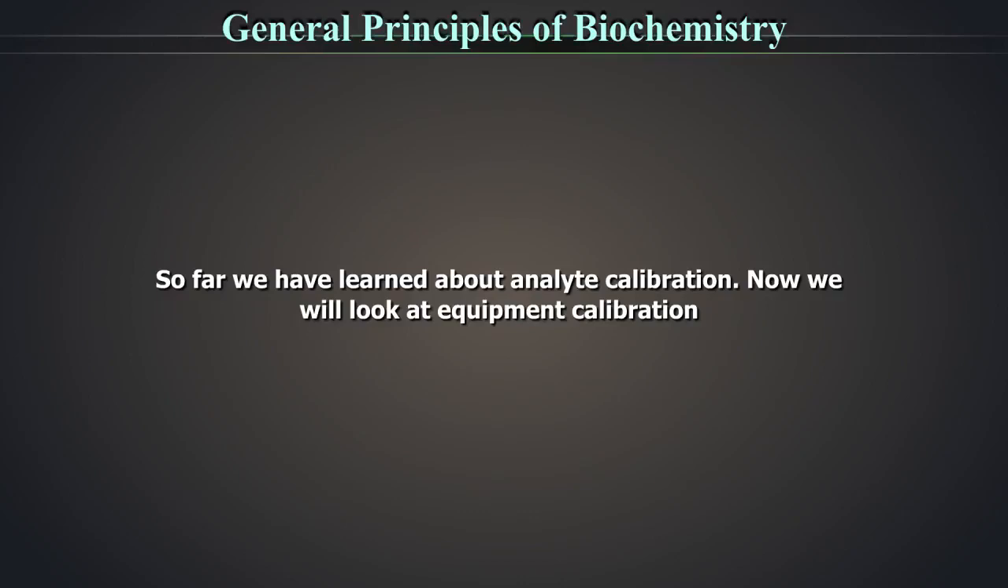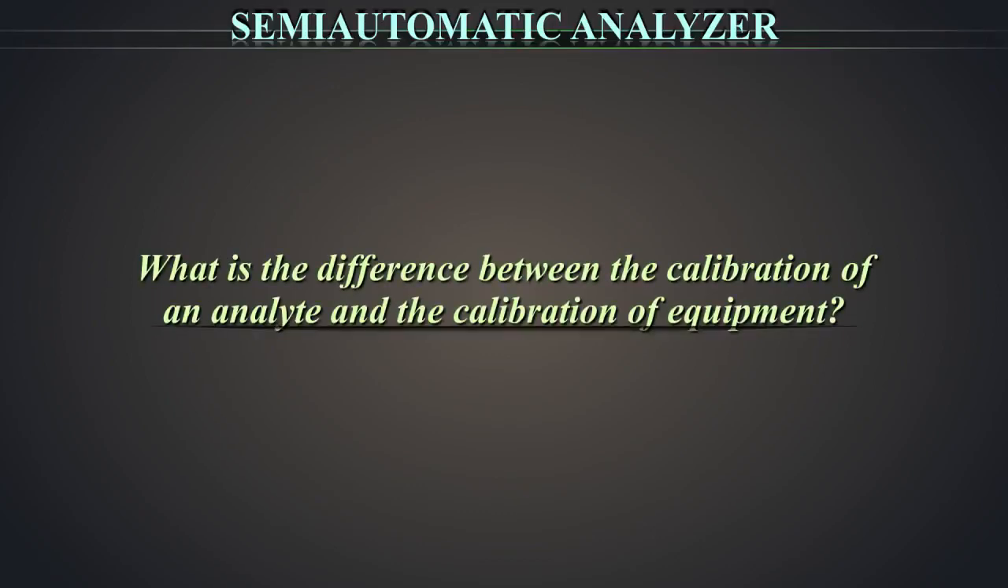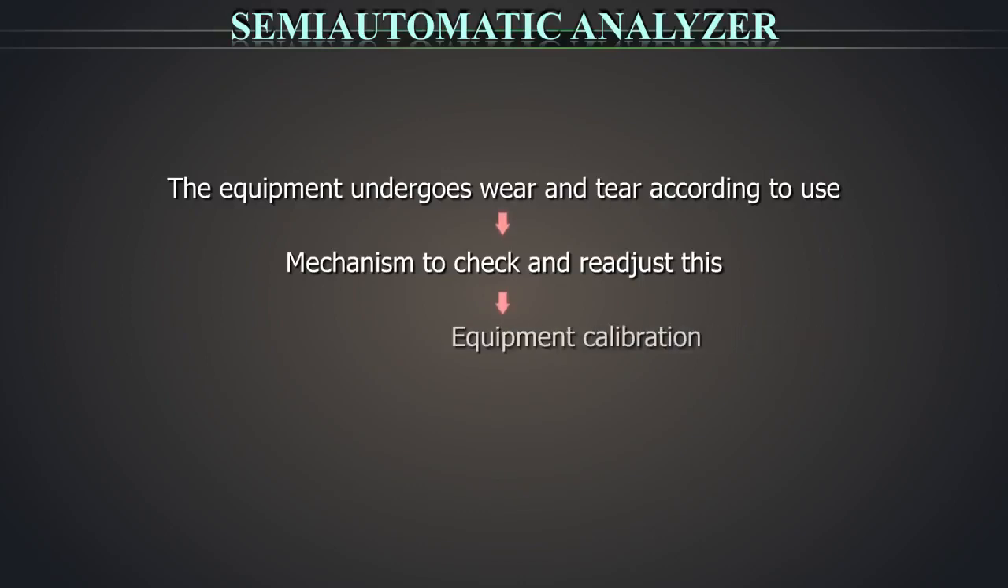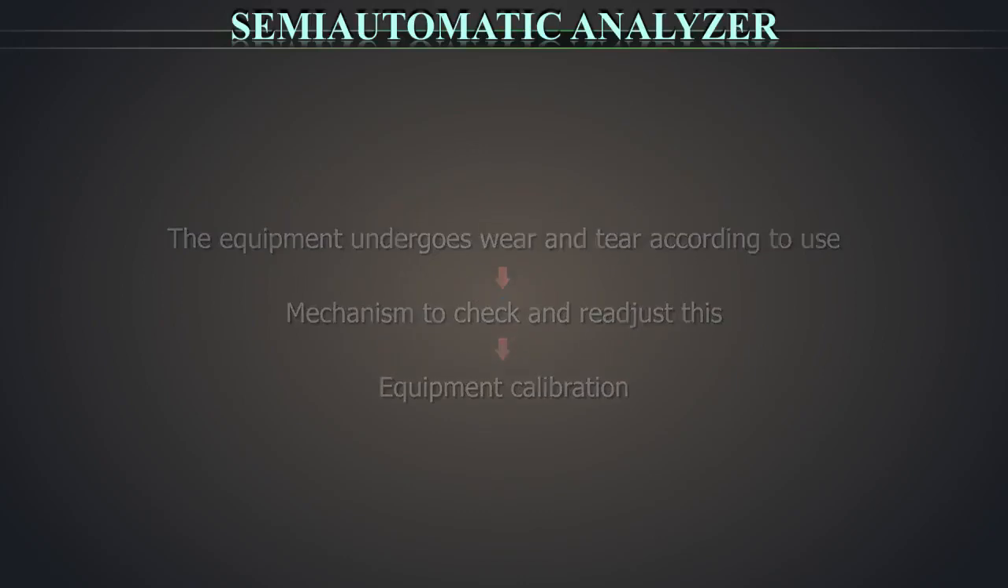So far, we have learnt about analyte calibration. Now we will look at equipment calibration. What is the difference between the calibration of an analyte and the calibration of equipment? What we were talking about so far was about calibrating an analyte. The equipment also undergoes wear and tear according to the use. So, there has to be a mechanism to check and readjust this. This is called an equipment calibration.